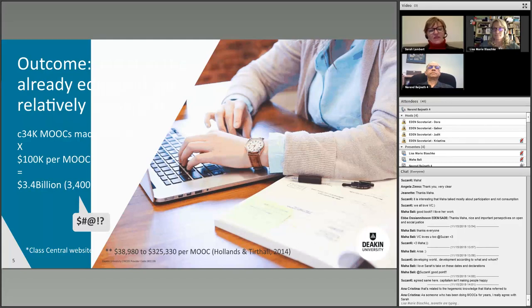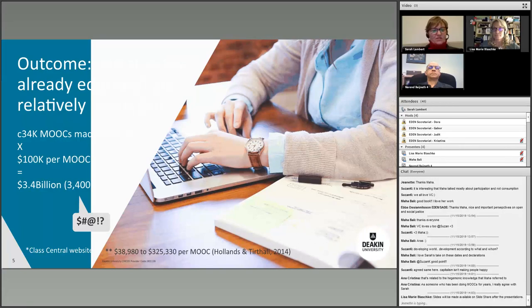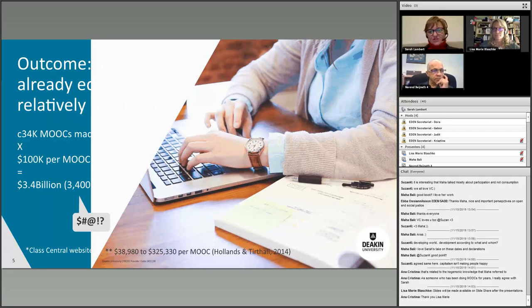So basically we had about 34,000 MOOCs made between 2014 and 2018. And then if we take a number out of the average development cost in the paper from Hollands and Tirthali, and say $100K per MOOC, then we're looking at $3.4 billion invested in the already educated and the relatively privileged. And that was not what we said we wanted to do, and it's the opposite of economic forms of justice and redistribution, to funnel that much extra investment, which came about at least partially on a rhetoric of education for all, and we ended up with a massive investment in the already educated.